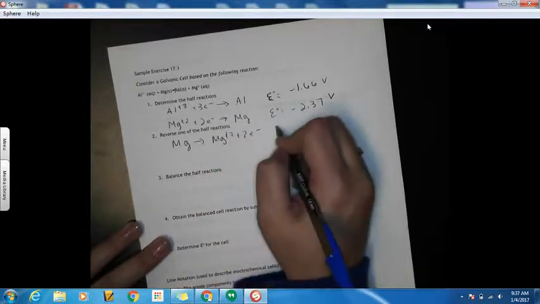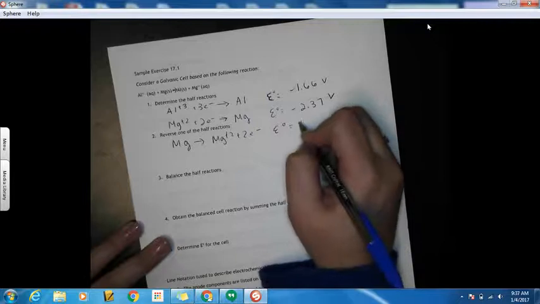Again, these are both reductions, but notice up here they did not both reduce, right? Your magnesium actually oxidized, so we have to reverse it. So we reverse the magnesium so it matches the equation above, which means we change the sign, so now it's a positive 2.37 volts.